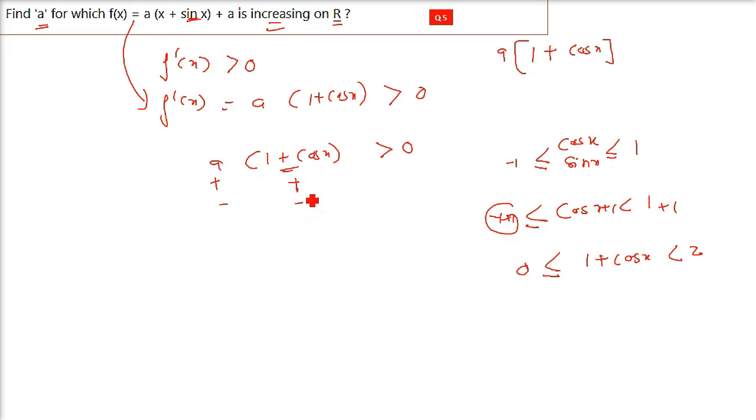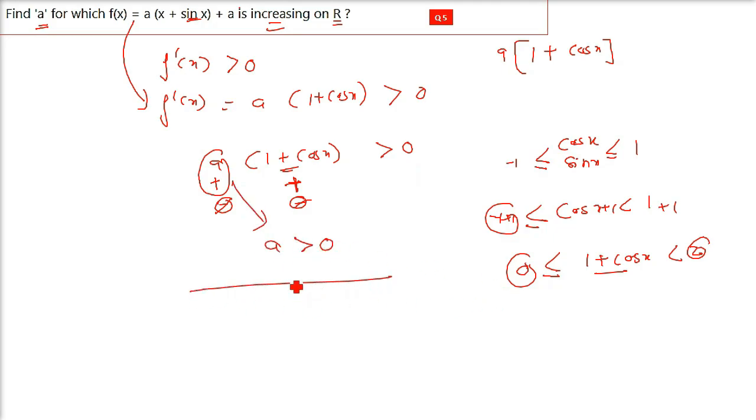Or both can be negative, but we have already proved that 1 plus cos x is between 0 and 2, which is actually a positive range. So both negative can be ignored now. So A has to be positive, that is, A has to be greater than 0. But are you satisfied with this? A is greater than 0?